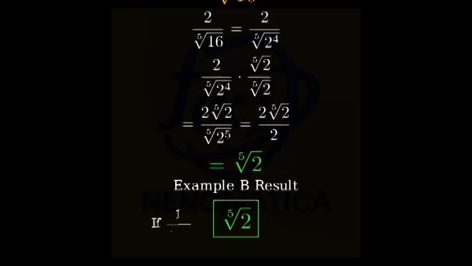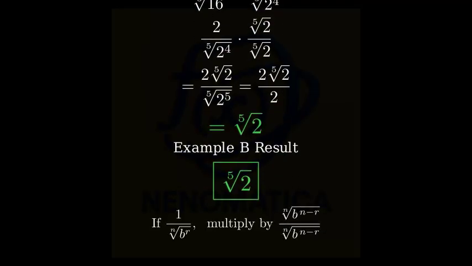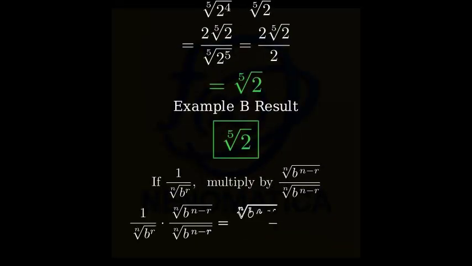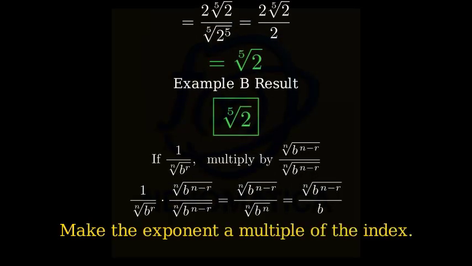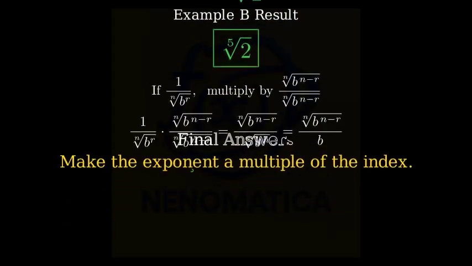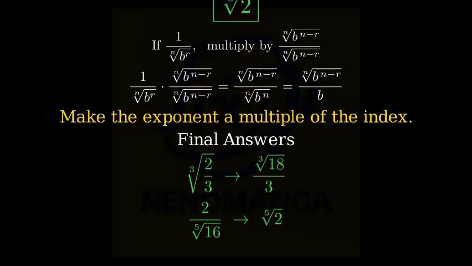General pattern. For a denominator like the nth root of b to the r, multiply numerator and denominator by the nth root of b to the power n minus r. That makes the denominator the nth root of b to the n, which equals b. Use this to quickly decide what to multiply by for any index. Final answers. Example A equals cube root of 18 over 3. Example B equals the 5th root of 2.